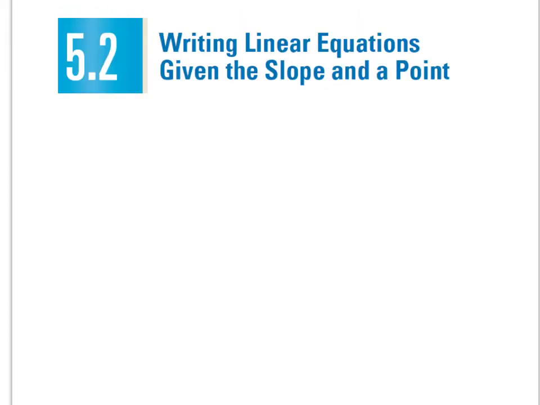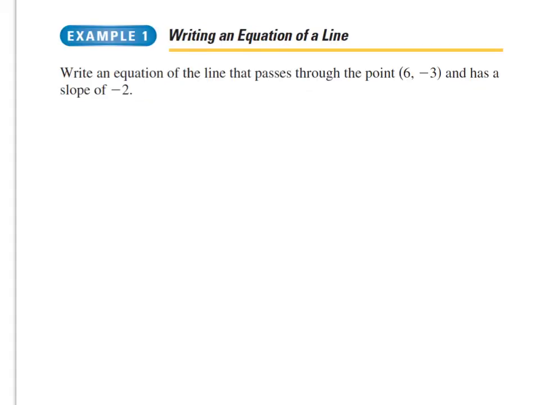So in the next section, we're going to write linear equations where we don't know the y-intercept, but maybe we just know a slope and a point. So for example, write the equation of a line that passes through the point (6, -3) and has a slope of -2. So we're going to use the slope-intercept form, y = mx + b.